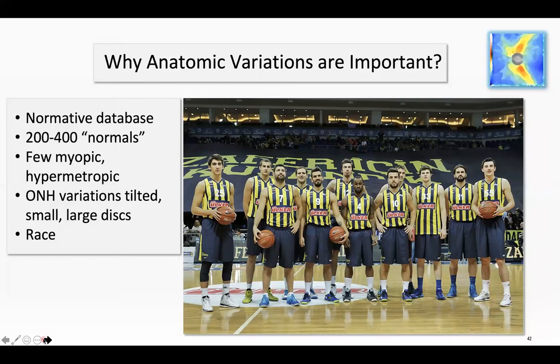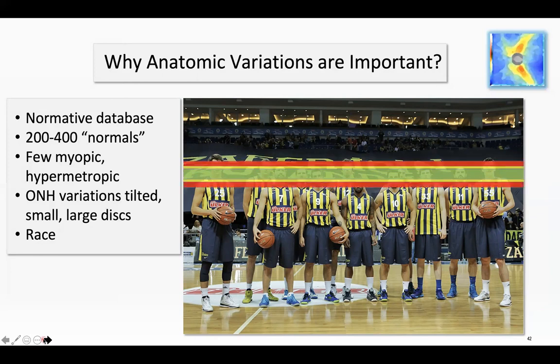This is my example. Look at the height of the players of the great Fenerbahce basketball team, that's my team in Turkey. If you have a normative database of a certain number of basketball players and compare their height with them, this will be the possible result. Most of them will be in the green zone, but a few outliers will be in the yellow borderline zone or in the red zone. And these people will be flagged as abnormal.